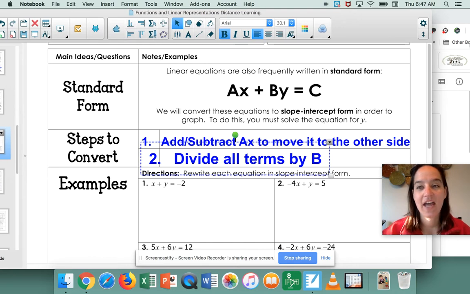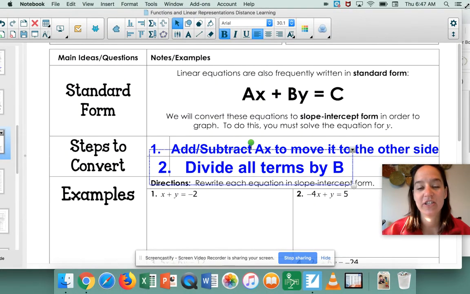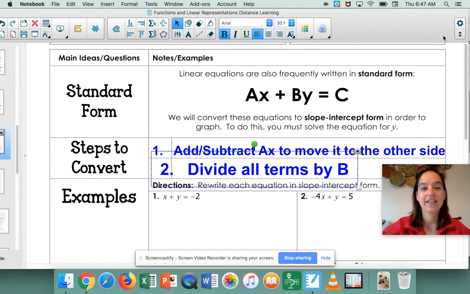Hi everyone. We are going to continue on our linear functions today. So we have been working on doing slope-intercept form and working from there. Slope-intercept form, if you need a quick review, was when we did y equals mx plus b. We were able to graph from that.